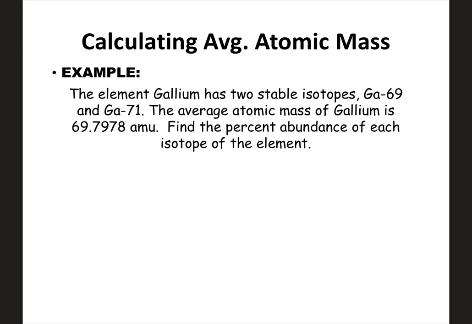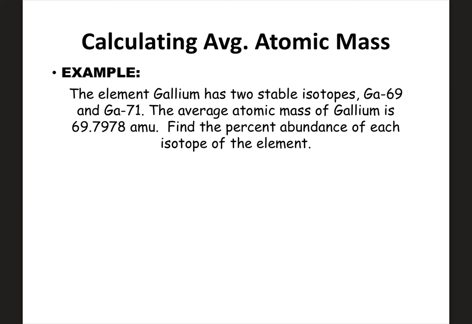For the last example here, I want to show you a variation of these average atomic mass problems. All right, so let's look at this example. This example says the element gallium has 2 stable isotopes. Gallium-69, all right, remember, anytime you see that dash followed by a number, that's indicating the mass number, protons plus neutrons. So the other one is gallium-71. The average atomic mass of gallium is 69.7978 AMU, and we want to find the percent abundance of each isotope of the element.